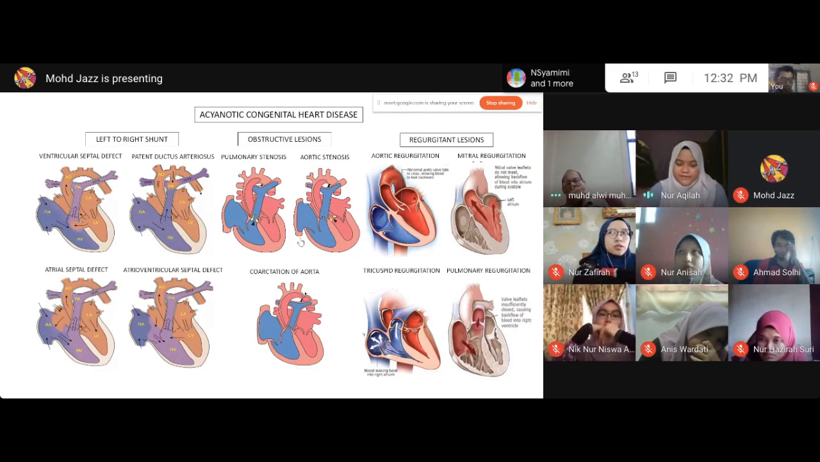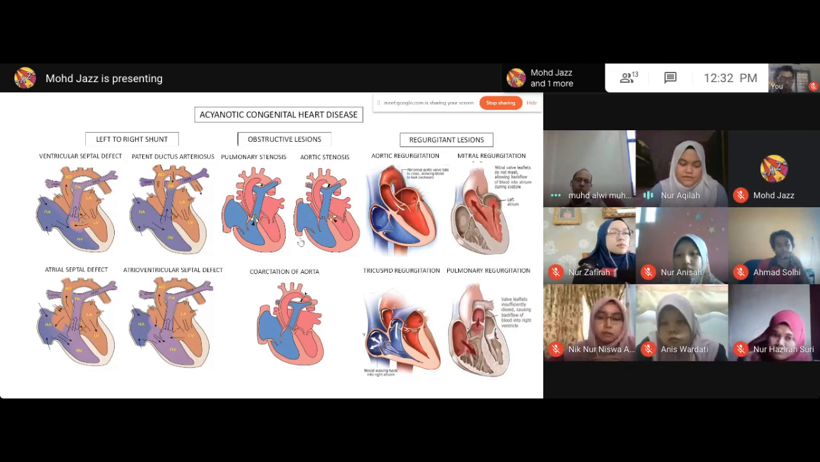Pre-operative, in order for us to determine the intervention later. And this coarctation of aorta almost always occurs juxtaductal. What does it mean by juxtaductal? It means that it is near the ductus arteriosus. So it can occur either preductal or postductal.